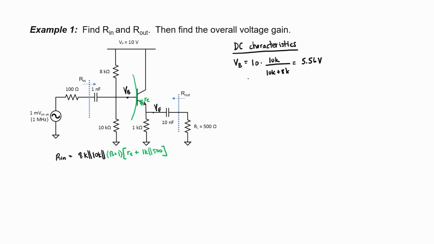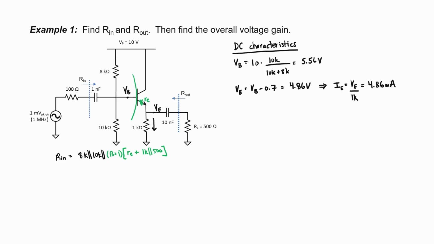Since the base emitter junction is basically a forward bias diode, the emitter voltage is going to be about 0.7 volts below base voltage. That gives us 4.86 volts here. The DC current is all going to be passing through the 1 kilo ohm resistor. None of it's going to go through the load, right? Because we have a capacitor there blocking it. Using Ohm's law, we then determine quite simply that the emitter current is going to be 4.86 milliamps.